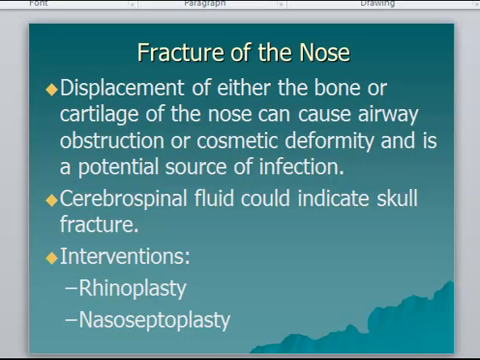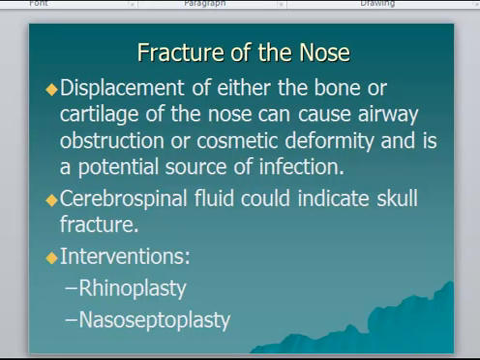Antibiotics may also be prescribed to prevent infection. A humidifier to prevent drying of the mucosa is important, and explain that edema and bruising can last for weeks, and the surgical correction may take up to 6 to 12 months.